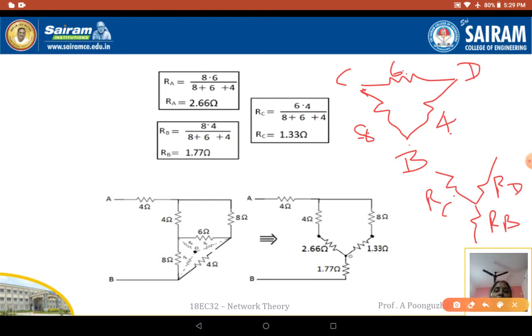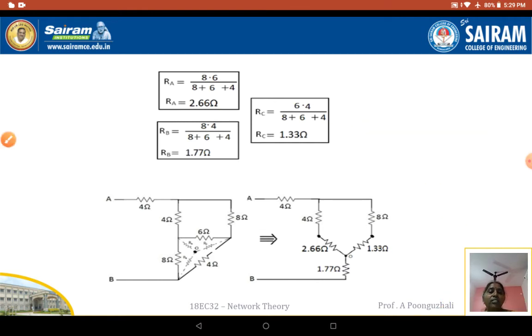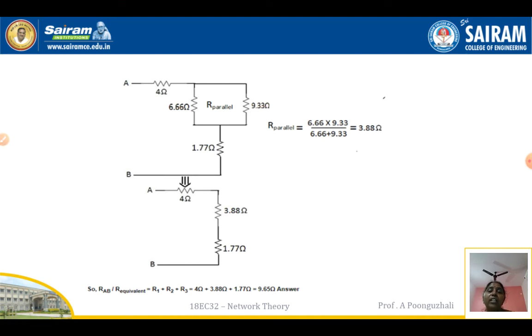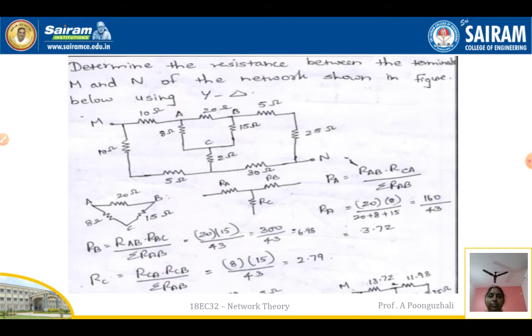Next is RC. So now I have got the equivalent circuit. These two resistors are in series, so simplify it. I will get an equivalent of 6.66 and here 9.33. Now these two resistors are in parallel, so the equivalent resistance is going to be 3.88. Now we can see that all these three resistors are connected in series, so it is R1 plus R2 plus R3, that is 9.65 ohms there.